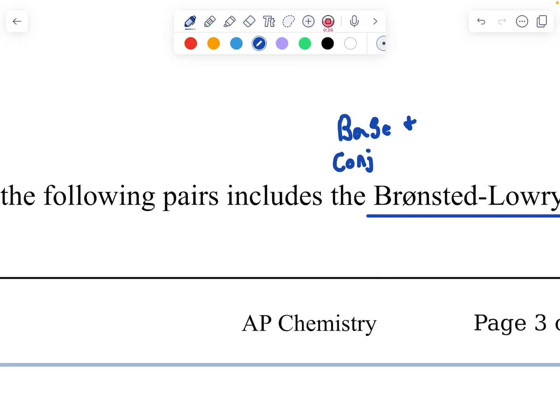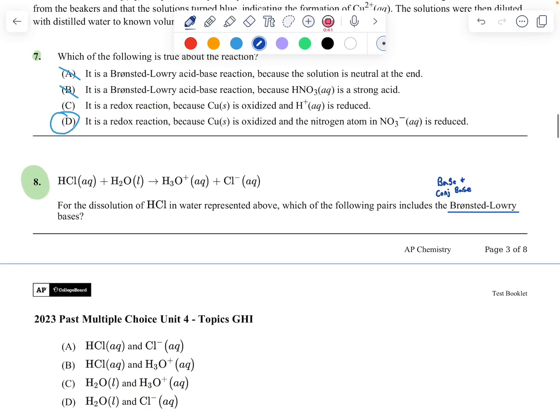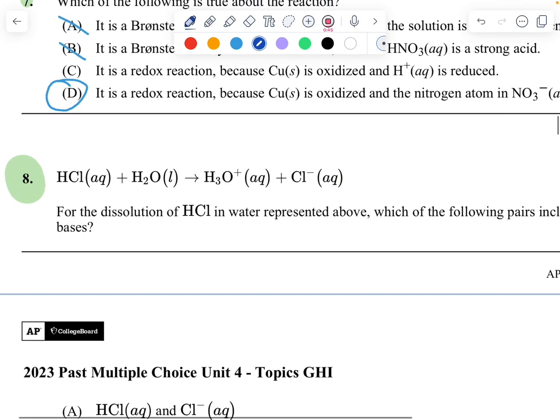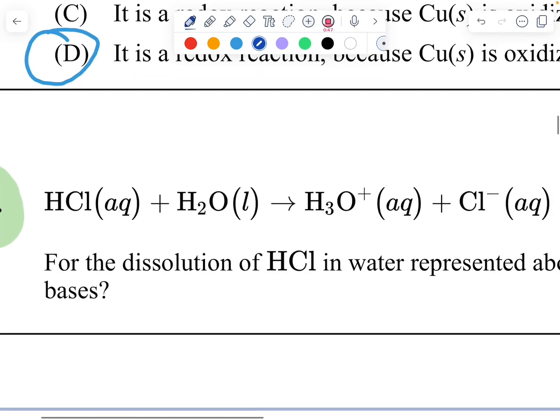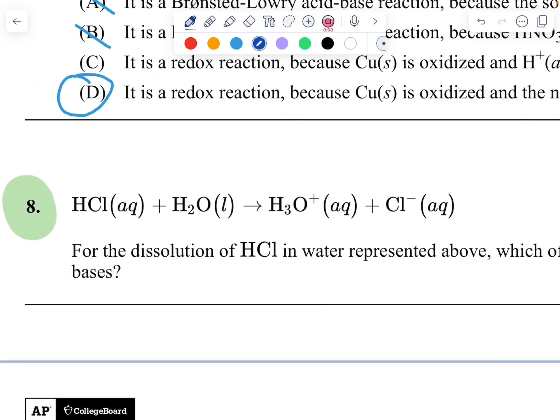So let's just label all 4 of our species in this reaction, and then we can easily eliminate some answers. So we have hydrochloric acid and water react to form some hydronium ions and chloride. So let's first look at where this hydrogen goes. We're going to track this species. So this hydrogen should be here on the reverse reaction, but it's not. So this chloride lost a hydrogen.